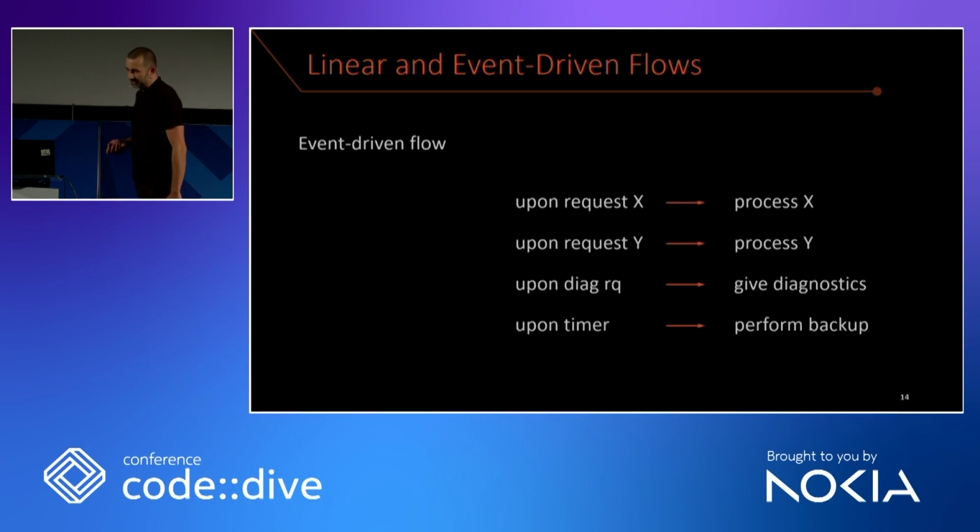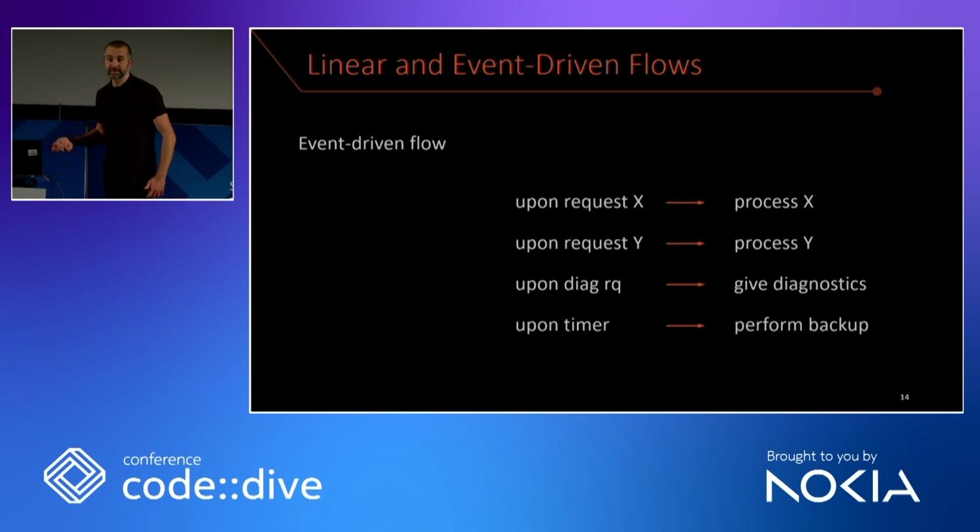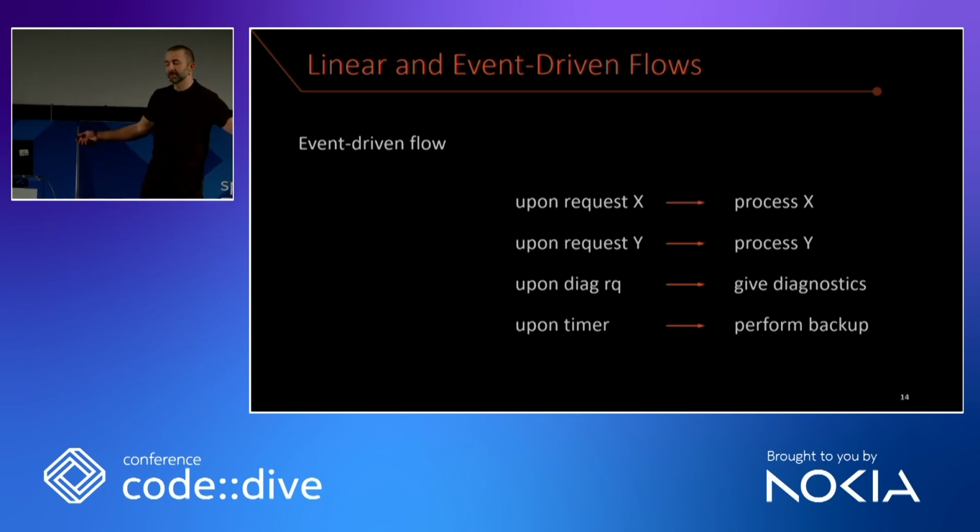Another way of structuring a program, which is more suitable for servers, is this event-driven flow, where we have a server that does nothing and waits until someone wants something from it. An event arrives, like a request. Then it has to do something: respond, process, give you a result, and go idle. Some other requests occur, and it does something and goes idle. Some time elapses, it needs to do a backup, it does the backup, and goes idle.